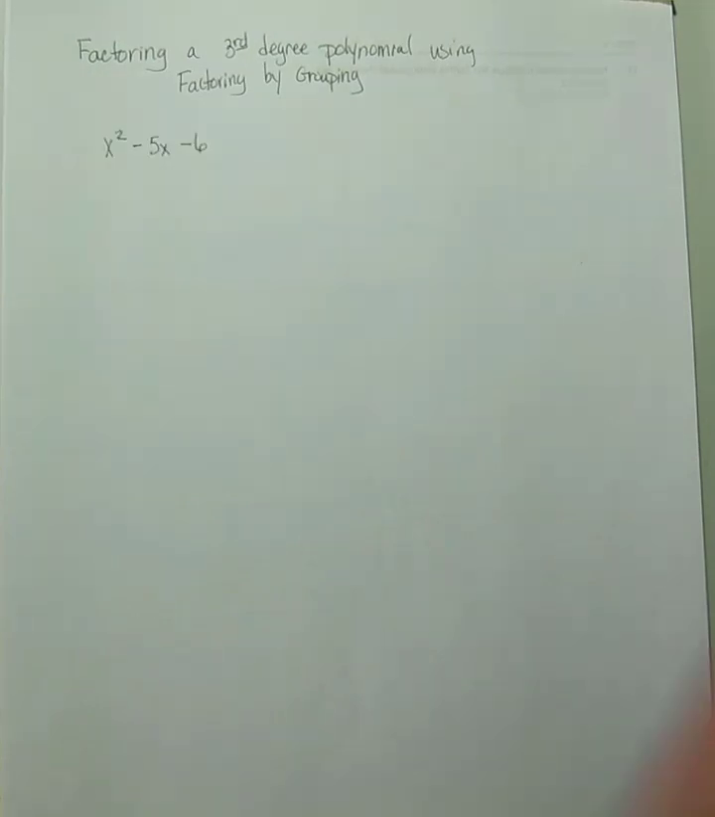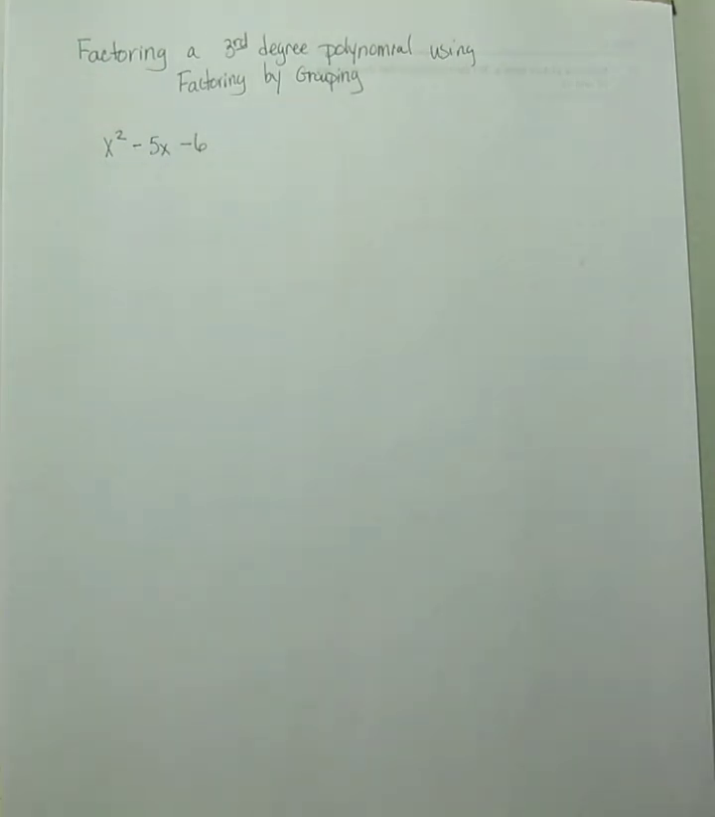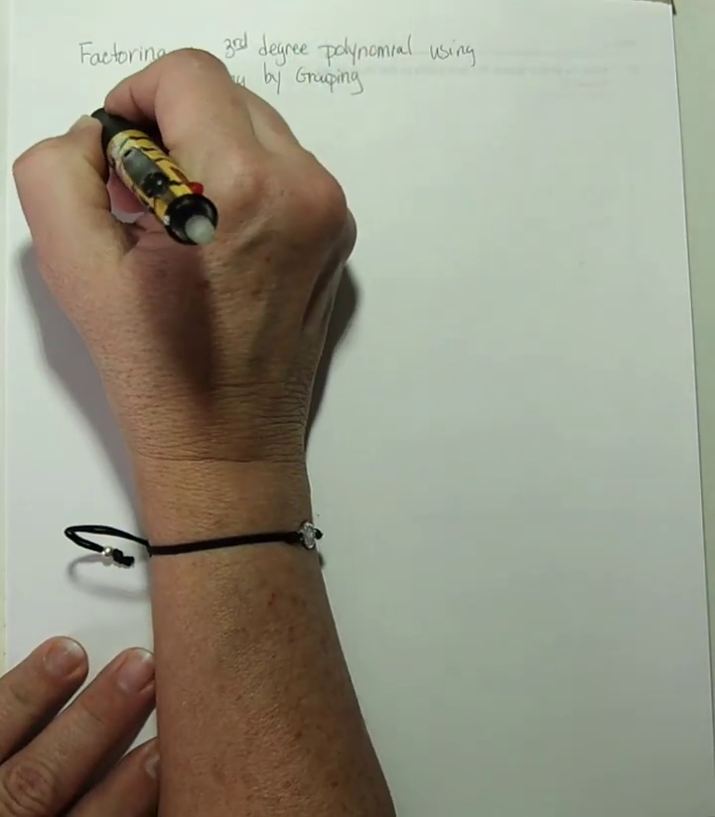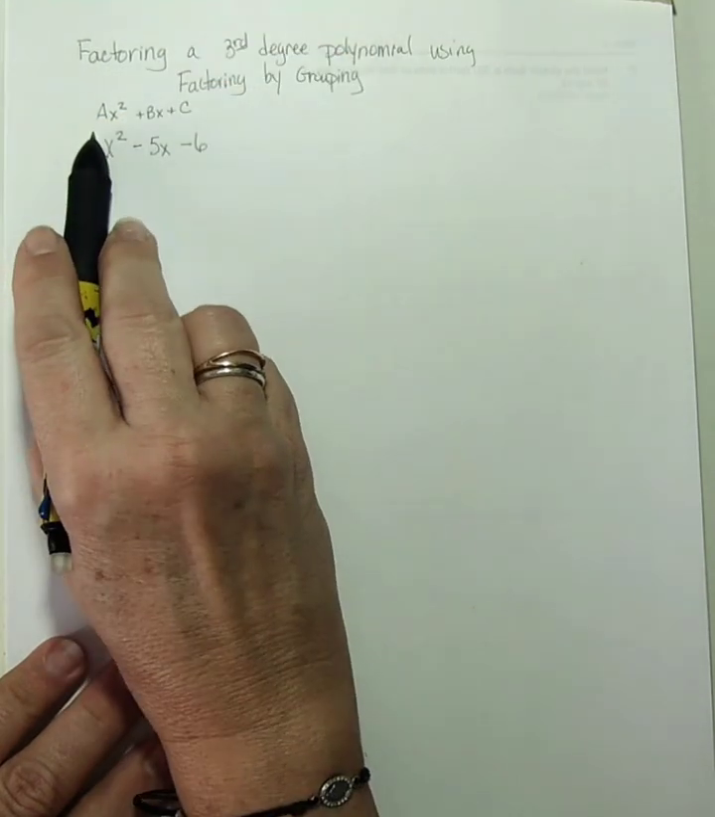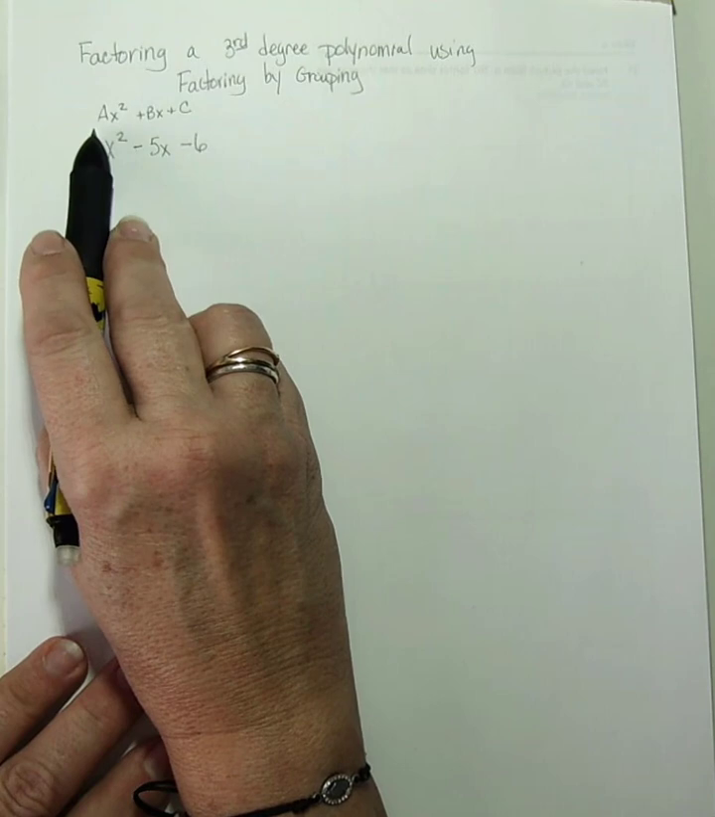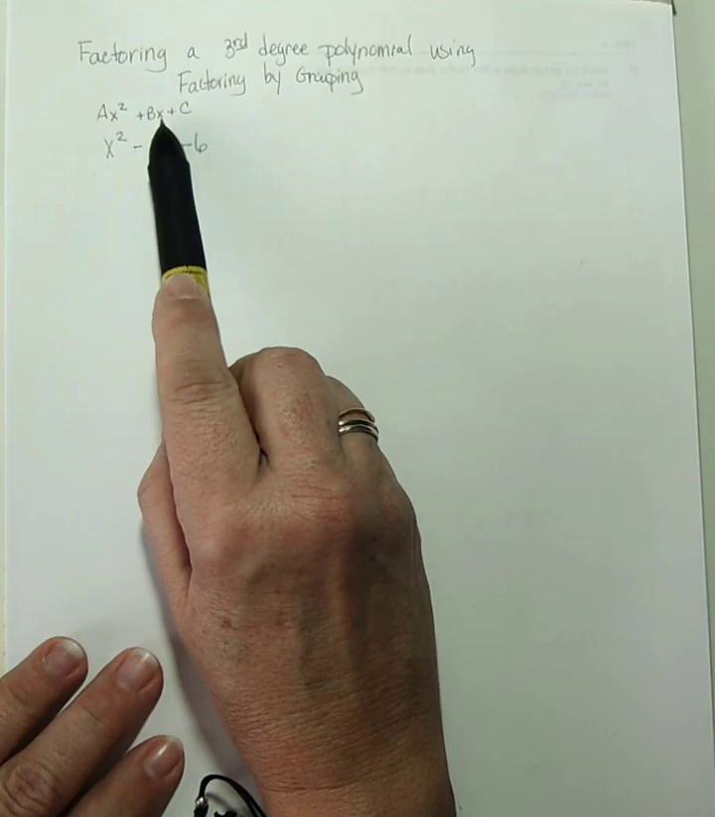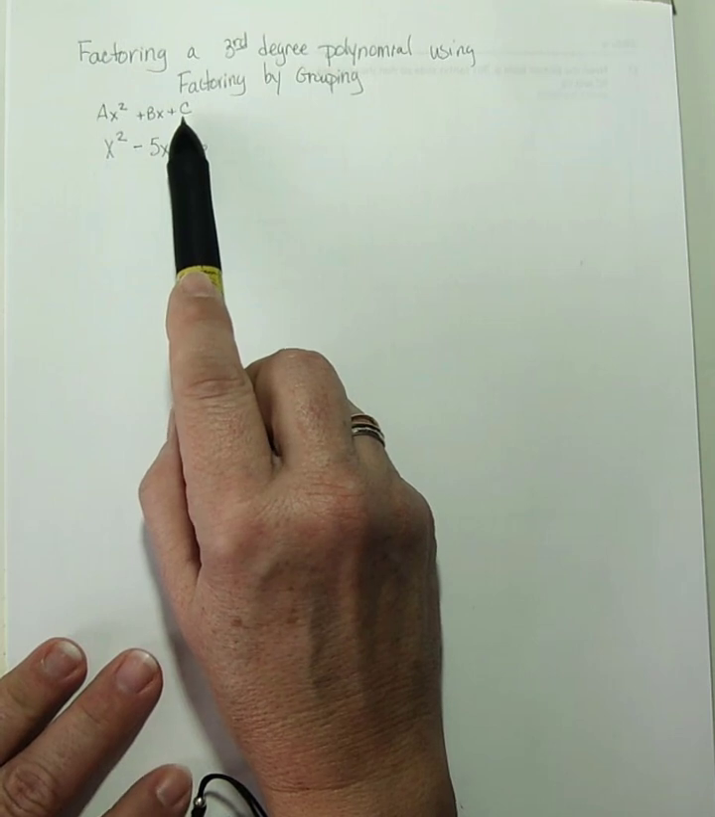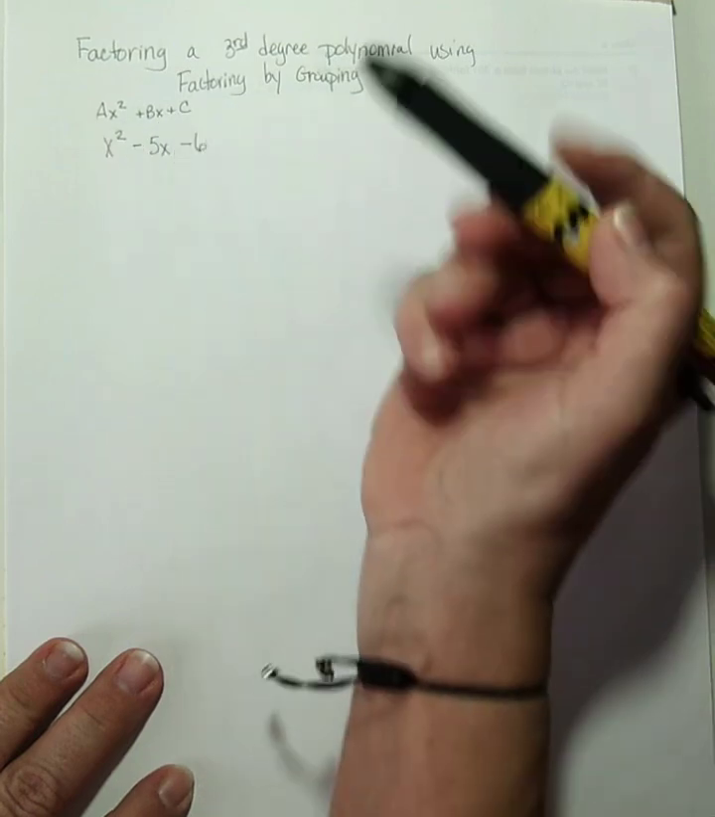If I had a third degree trinomial that looked like this, here's the technique that I propose. Step one is to look at the coefficients of the x squared term and the constant. Properly written, this would be ax squared plus bx plus c, where a is the coefficient of x squared, b is the coefficient of our x term, and c is the constant term. So step one is to find the factors of a times c.